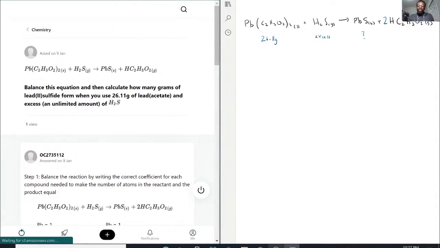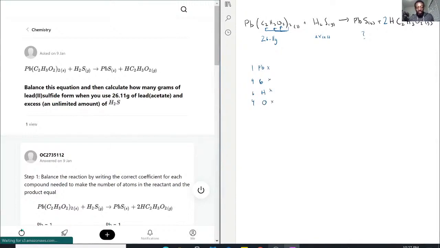So we need 2 molar masses. The first one is the molar mass of lead acetate. So that would be, count the constituents, 1 lead. And now we have to multiply everything in here by 2, so be wary of that. We would actually have 4 carbon, 6 hydrogen, and 4 oxygen. So it's looking so far to be quite a big molar mass.